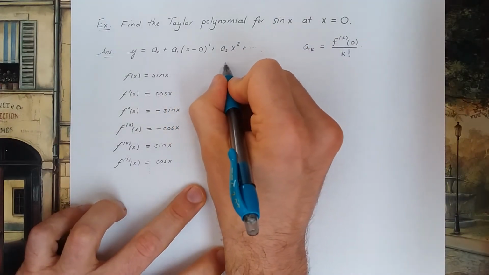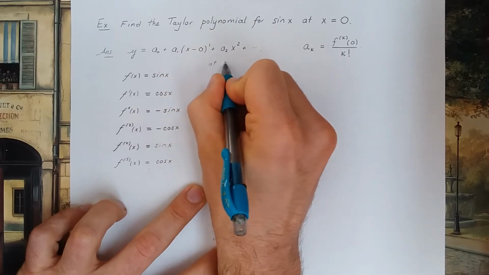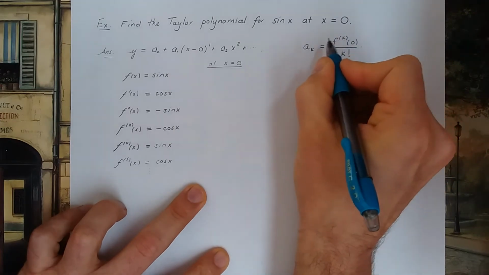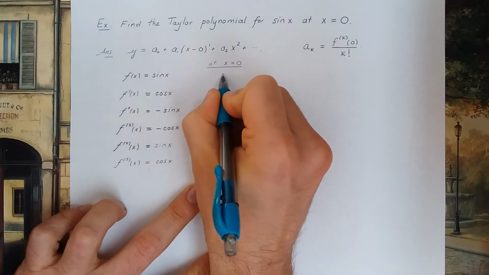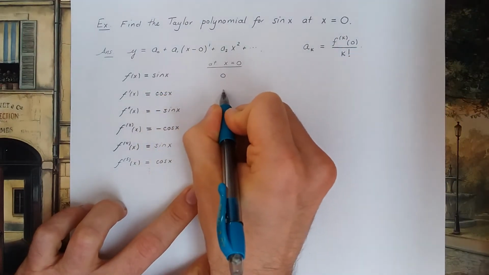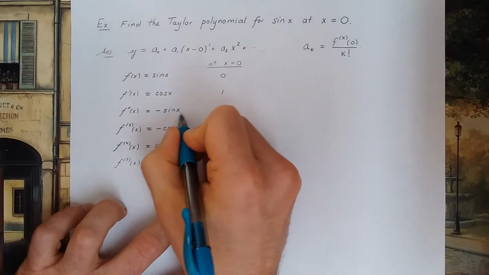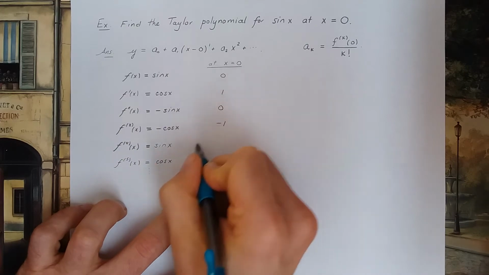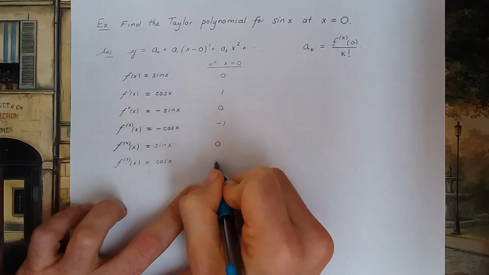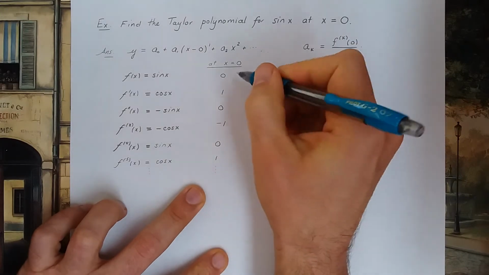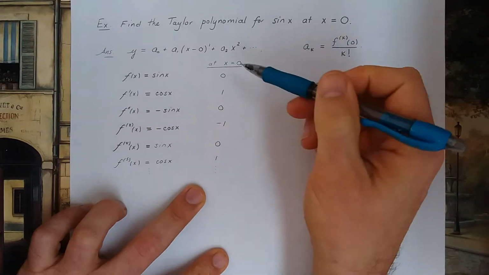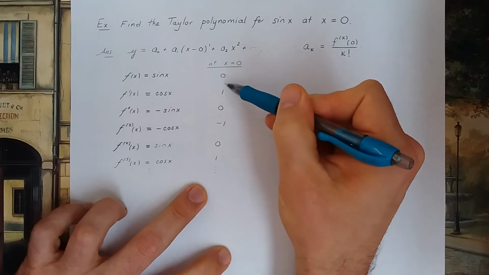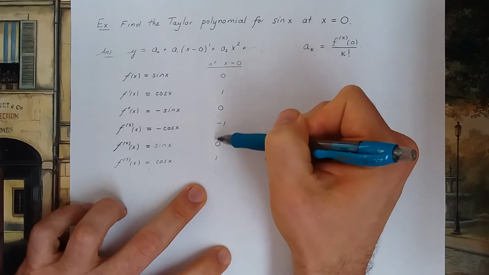So what happens if I plug in x equals 0? I'd like to get these values. So sine of 0 is 0. Cosine of 0 is 1. Negative sine 0 is 0. Negative cosine 0 is negative 1. Sine is 0, 1. And this pattern will continue as well. The numbers will be 0, 1, 0, negative 1, 0, 1, 0, negative 1. Repeat forever.